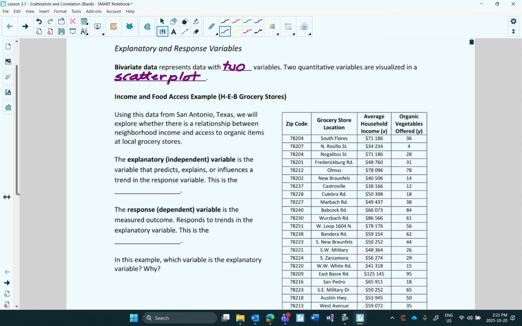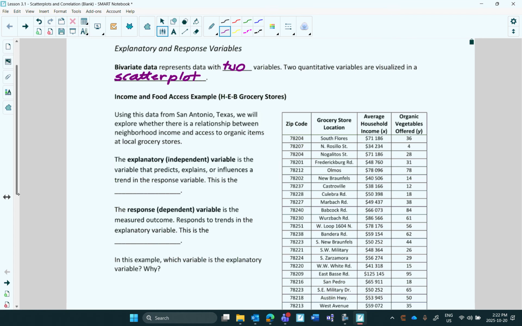We're going to look at the relationship between household income in San Antonio, a specific city in Texas, as well as the number of organic vegetables offered at these H-E-B grocery stores. Okay? And of course, why are we doing this? Because we want to see if there's some kind of relationship. We want to prove if there's some kind of issue that perhaps can be solved, that perhaps there's a problem here. And we're going to see that actually in this example.